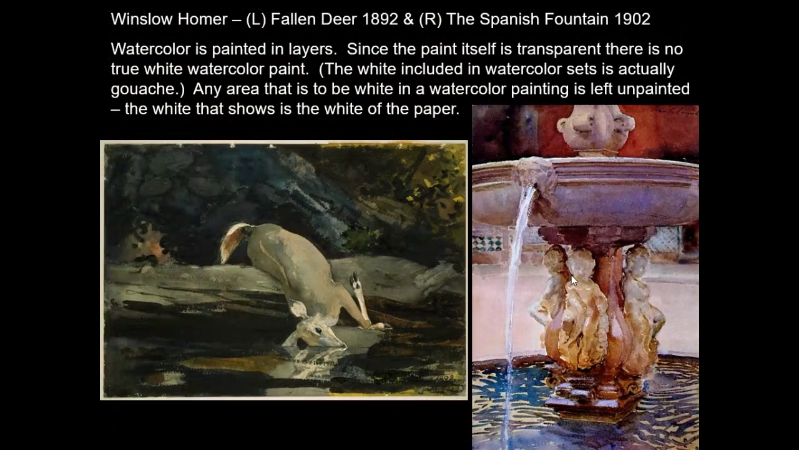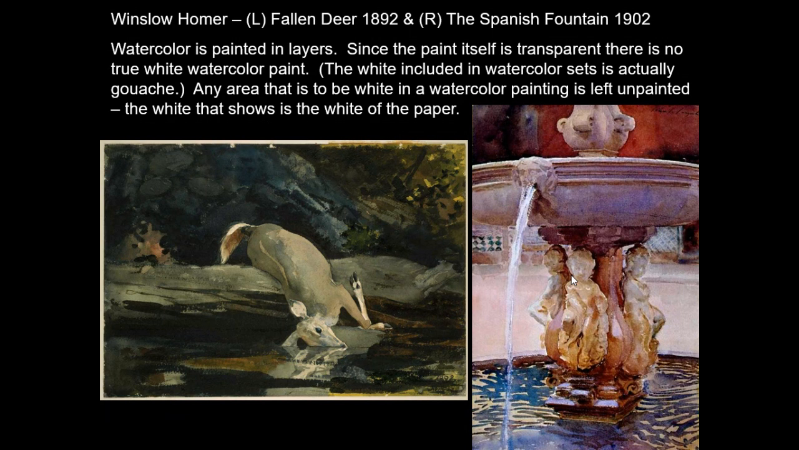Moving on to watercolor, this paint is really kind of remarkable in that it is primarily done on paper. It is primarily done in layers, and we usually do not use white. The white that you're seeing in these paintings is actually the white of the paper itself. So anywhere that you intend to be white is left unpainted.